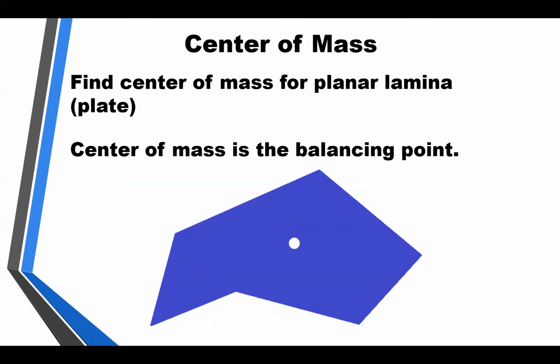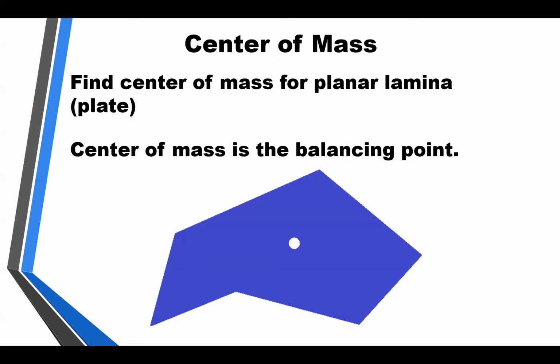We want to find the center of mass for the planar lamina. The center of mass is going to be the balancing point as long as we have constant density. And that's also going to be called the centroid. That's the balancing point. These two things are the same when we have this constant density planar lamina. They could be different if we changed density, if we had variable density.